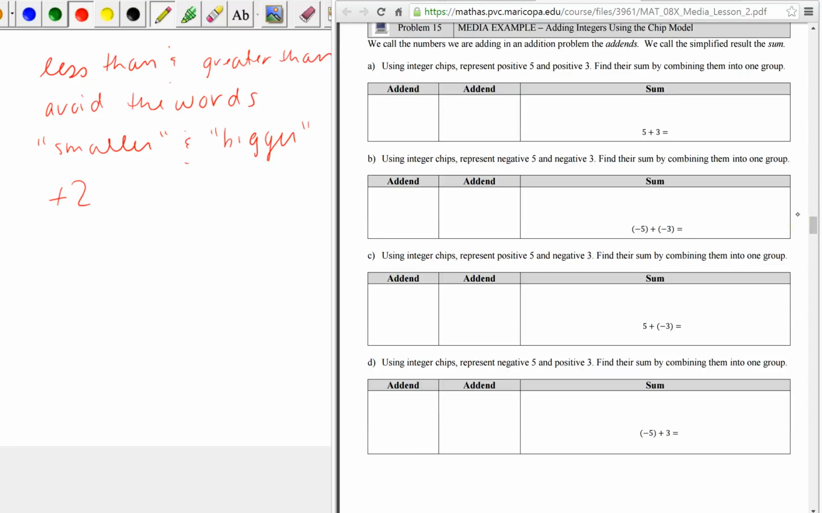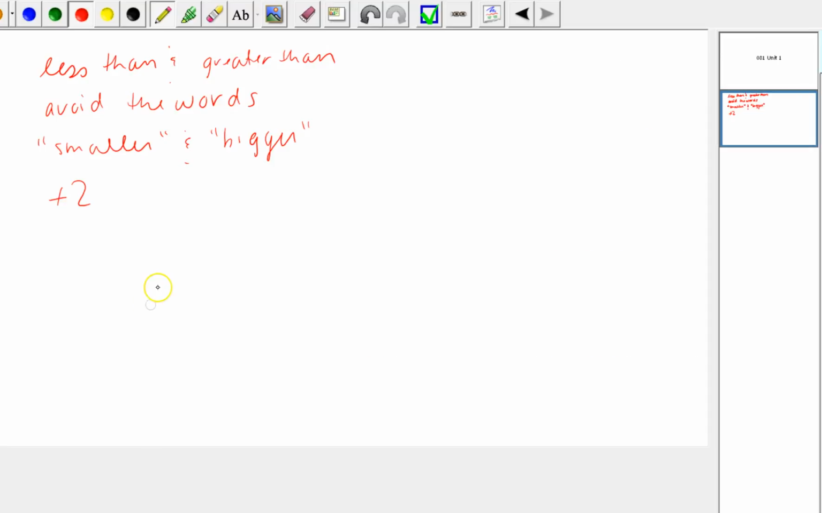Okay, and now here we are adding integers with the chip model. Basically these are grouped in a very intentional way. Notice that the numbers are all the same, or the absolute values of the numbers are the same. We just vary all the signs to all the different combinations. So let's just look at these real quick.